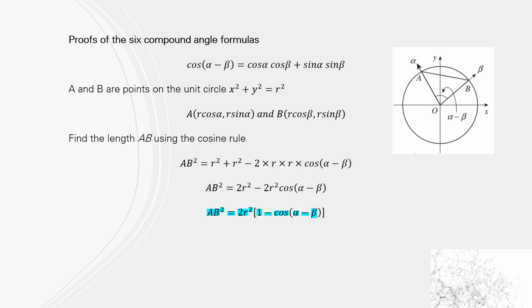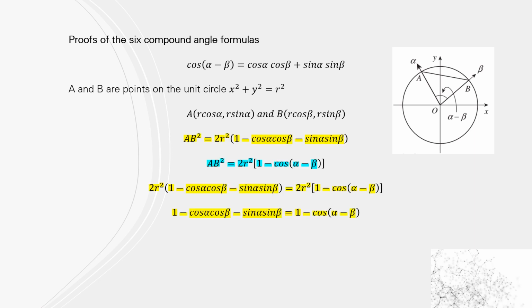So our second formula comes from the cosine rule: a squared equals b squared plus c squared minus 2bc cos A. So in this case the angle is alpha minus beta, and the lengths of your b and c are r and r. That gives us a formula: AB squared is 2r squared outside of 1 minus cos of alpha minus beta.